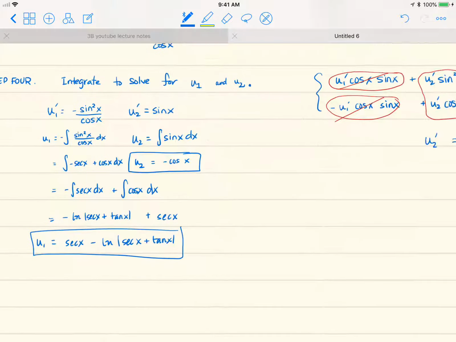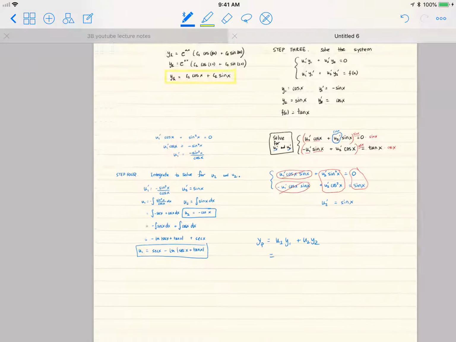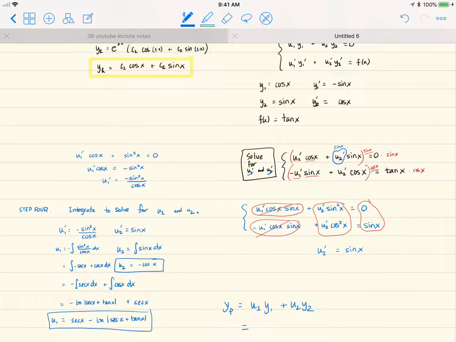And now that I have u1 and u2, therefore, my y particular, which was u1 y1 plus u2 y2, is going to be, what's y1? Let's see here. Y1 is cosine x.